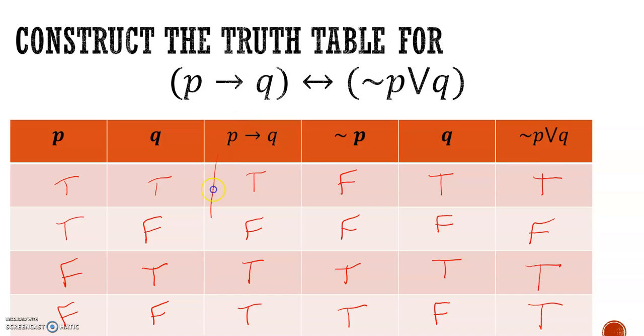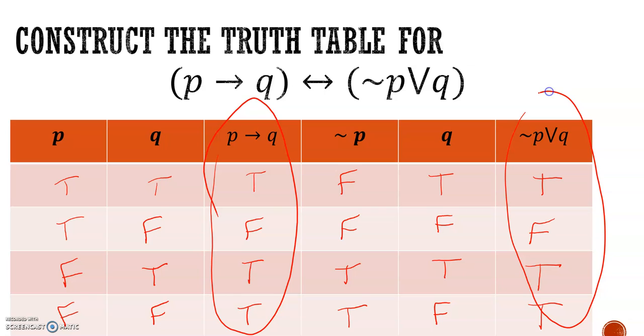Looking at our two columns, P implies Q and not P or Q. Those columns are equivalent. So yes, the biconditional is true.